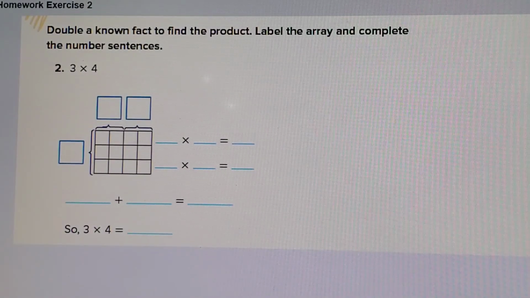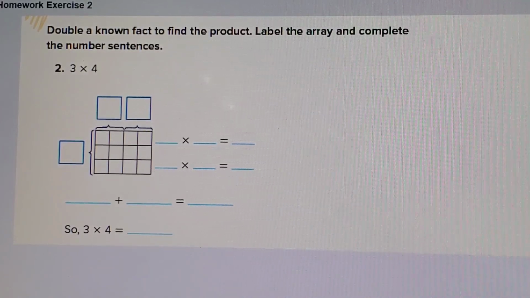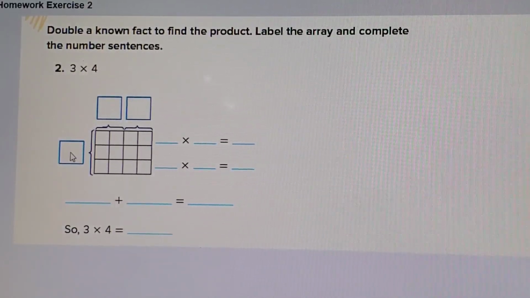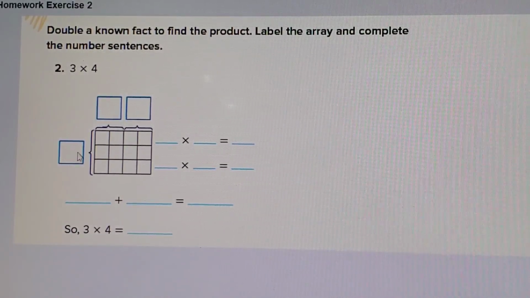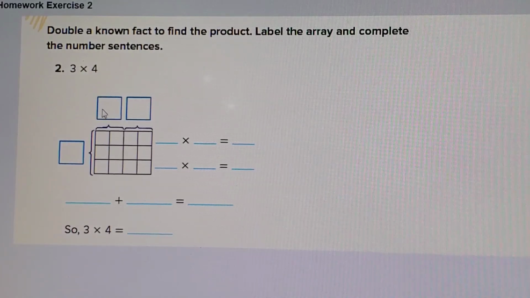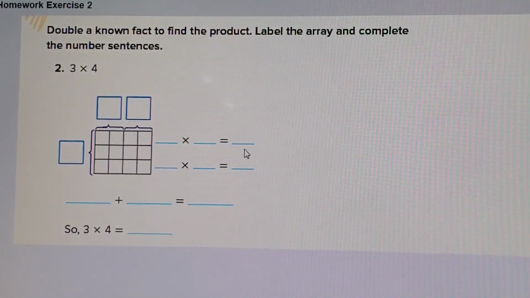Number 2, double a known fact to find the product. Label the array and complete the number sentence. So here you have 3 times 4. You cannot decompose 3, so you have to decompose 4 instead. So you're going to have 3 rows of 2. 3 times 2 equals 6.